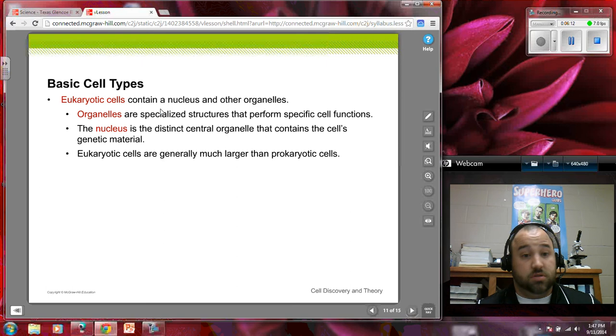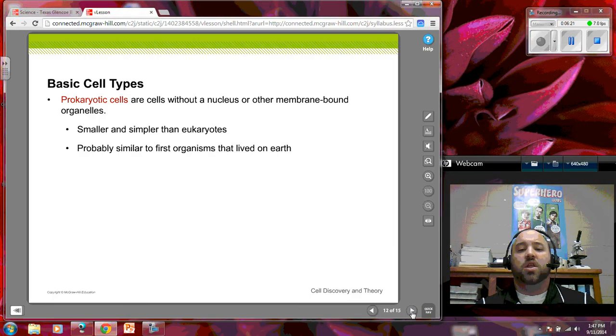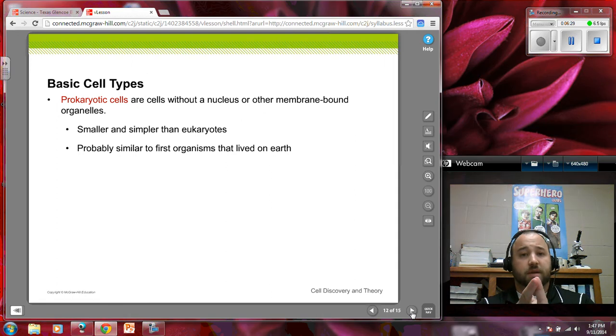Most of the time, a eukaryotic cell is much, much larger than a prokaryotic cell. Prokaryotic cells don't have any of that stuff. They only have the basics. They have no nucleus. They have no other membrane-bound organelles. All they've got is genetic material, ribosomes for energy, and a plasma membrane. That's all a prokaryotic cell has.